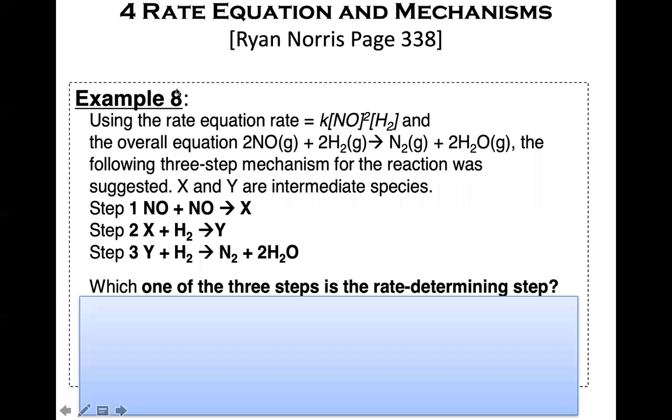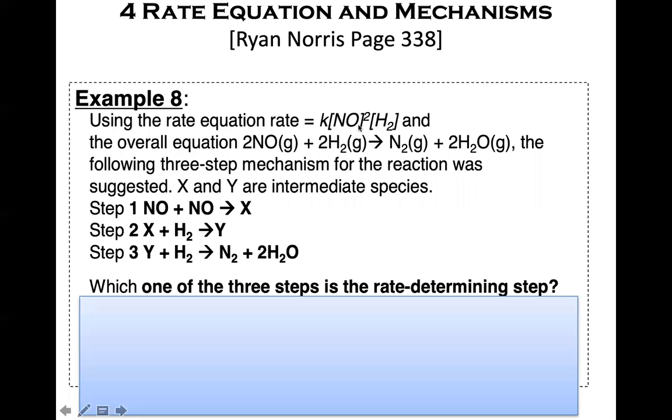Okay, so this time in example 8, we have a reaction of 2 moles of nitrogen monoxide with 2 moles of hydrogen to form nitrogen gas and steam. The following reaction has a 3-step mechanism. Step 1, nitrogen monoxide reacting with nitrogen monoxide to form X. Your X is an intermediate here, obviously, because it does not appear in the overall equation. And then your X reacts further with hydrogen to form Y. And then your Y reacts further with hydrogen to form nitrogen and H2O. So that's where you get your final product.